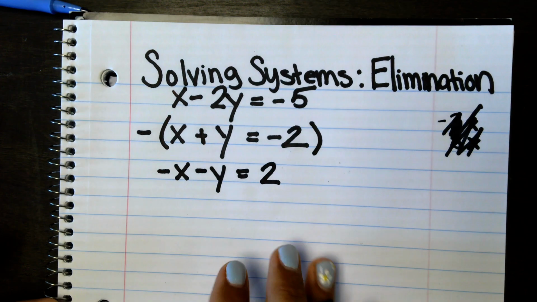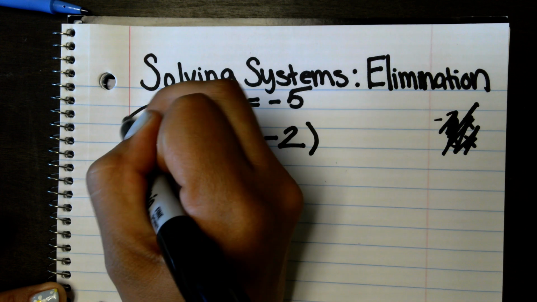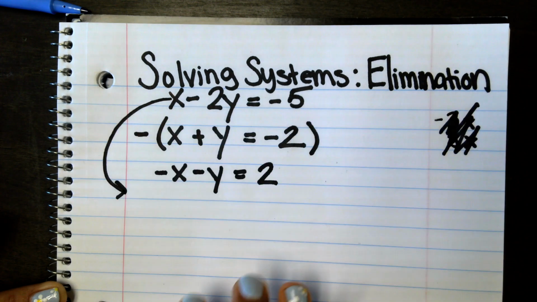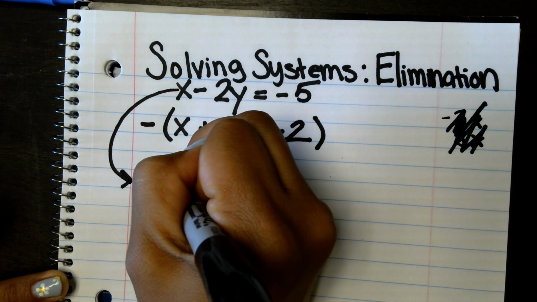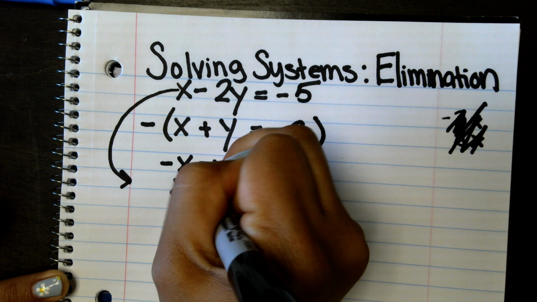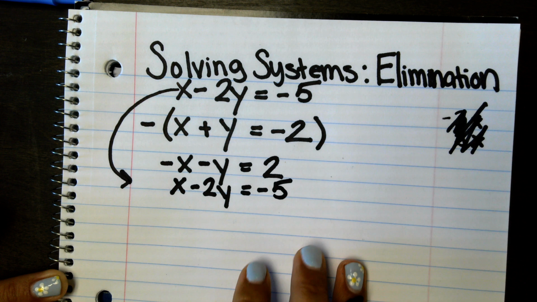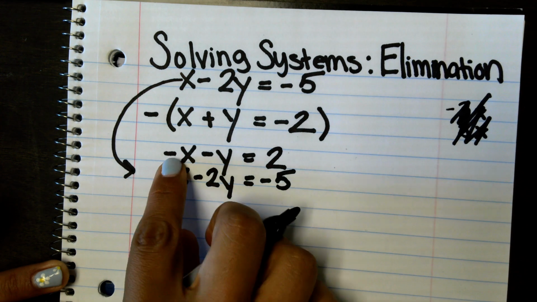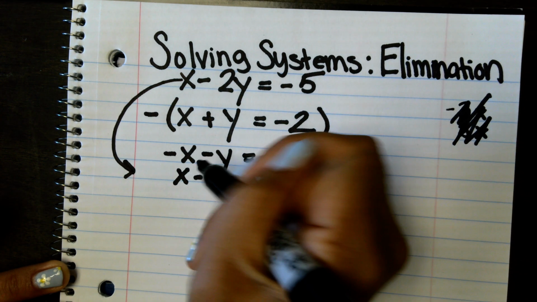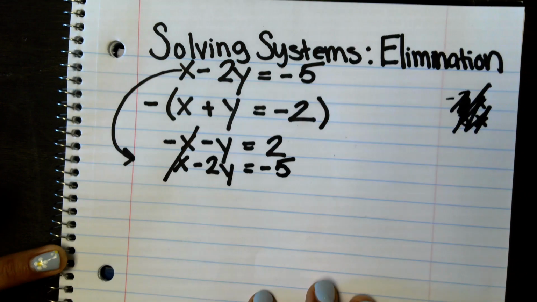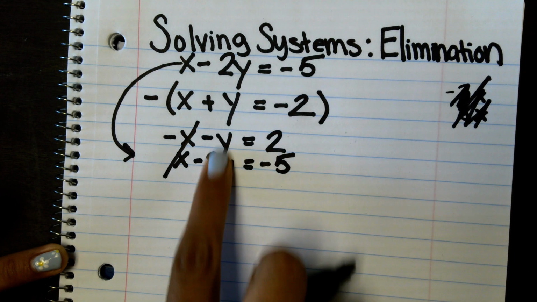Awesome. So I'm now going to rewrite this one. I'm going to bring this one down here, directly underneath it. So x minus 2y equals -5. So a -x and a +x, they cancel out. They eliminate. That's what we want. And then the rest of these we combine.